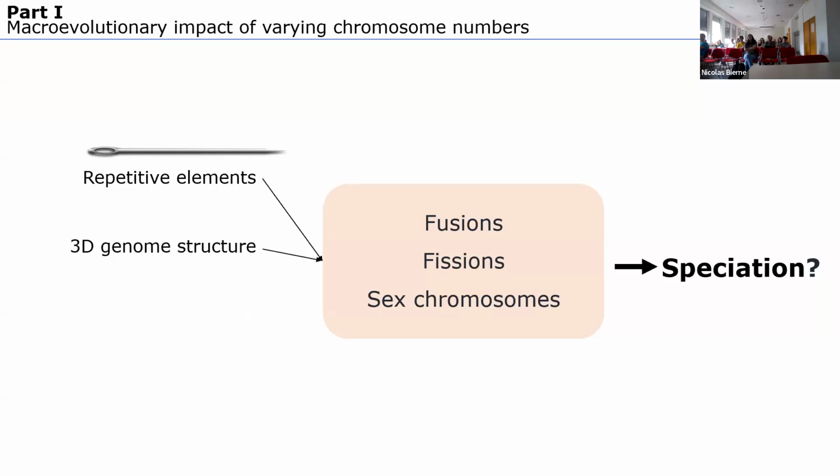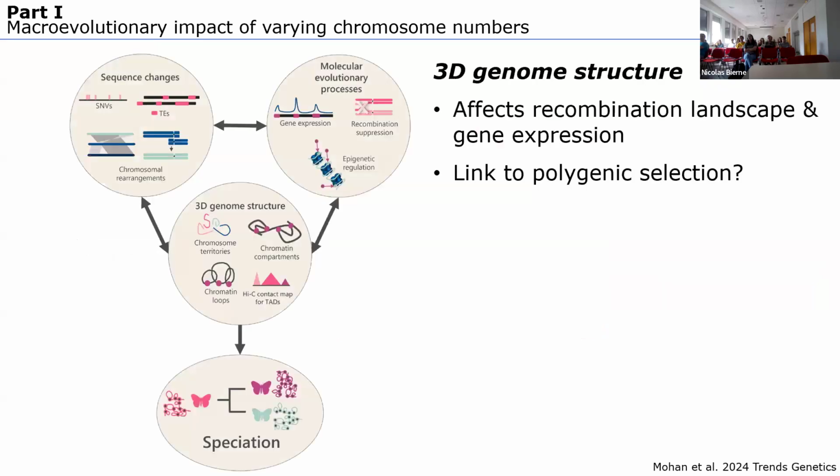We also look now more into the 3D genome structure, because when you work on genomic sequence data, you may think that the genome is just this linear sequence that you have, but of course, in the cell, it's folded in a very complex three-dimensional structure. Where you have different chromatin loops, chromatin compartments, or chromosome territories. And we just published an opinion piece in Trends in Genetics where we posed the question, is there a link to speciation? I don't have an answer yet. But we know that the 3D genome structure actually affects the gene expression, but also the recombination landscape. Similarly, chromosomal rearrangements can actually affect the three-dimensional genome structure. And what we suggest is that potentially this could also be linked to polygenic selection, because what is far away in the linear genome could be actually very close by in the three-dimensional structure.